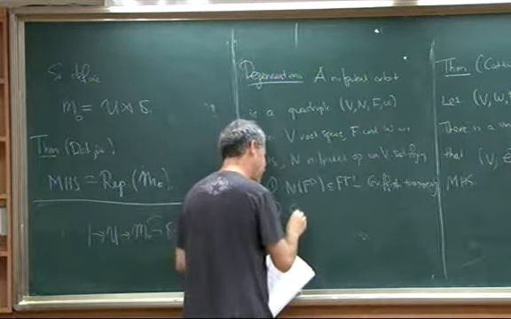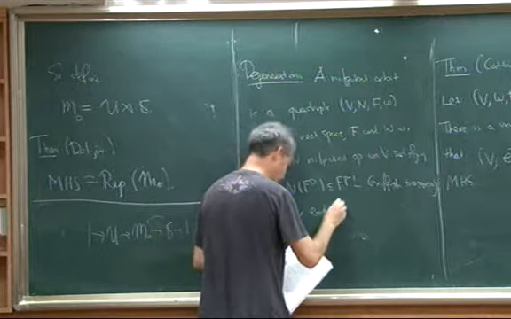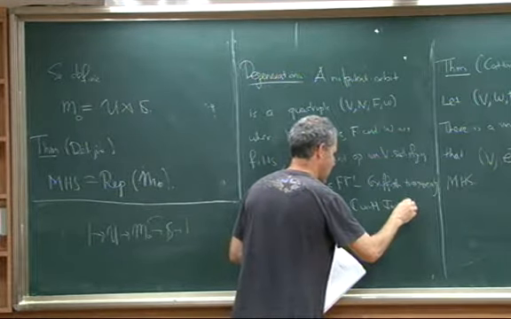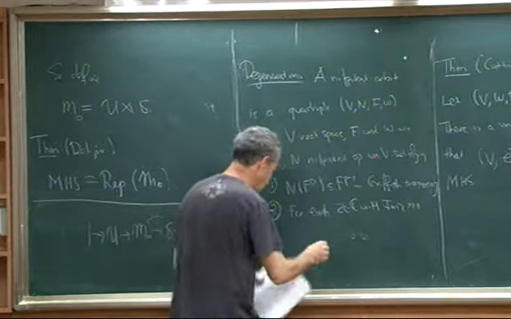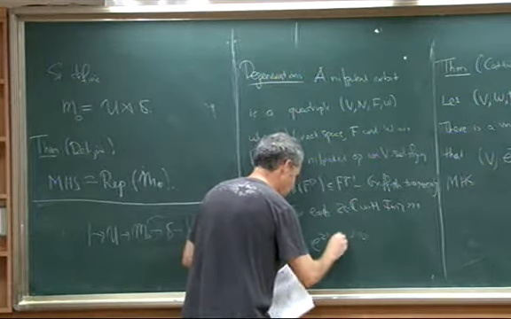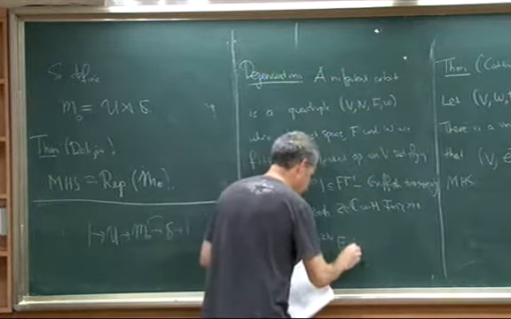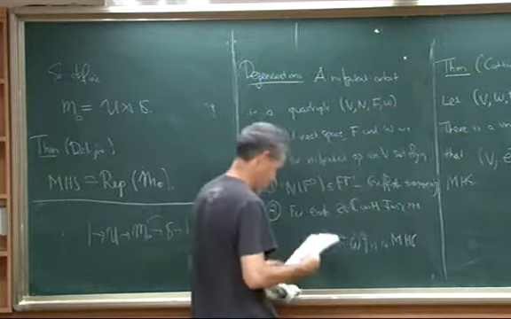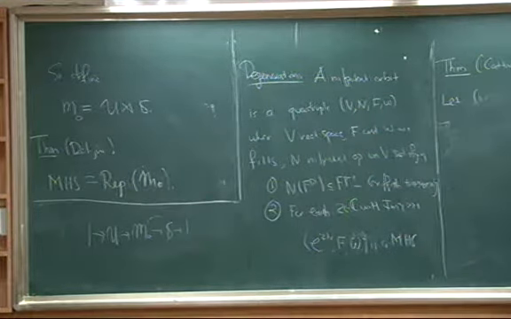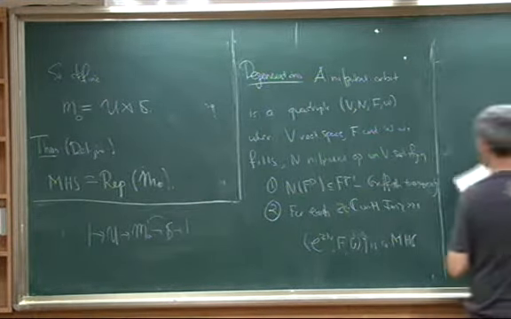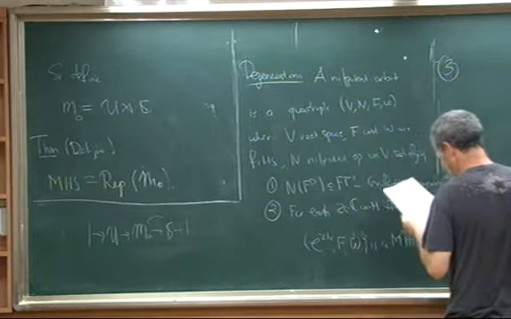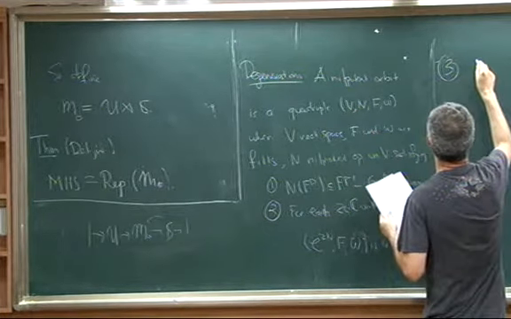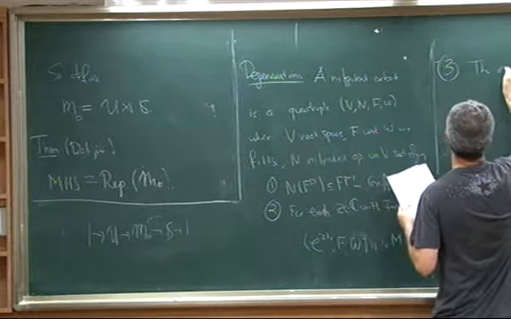So then the other thing is that for each Z in C with the imaginary part sufficiently large, e^{Zn} dot F, comma W, is a mixed Hodge structure. And then the third property, which maybe I won't completely explain, the relative weight filtration.